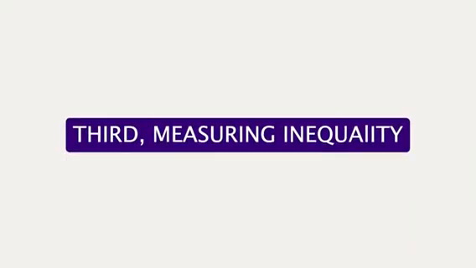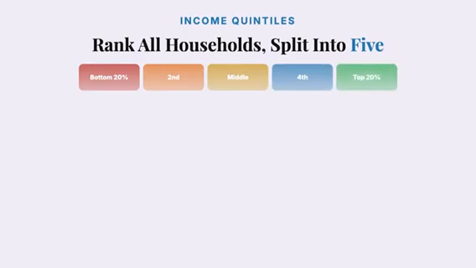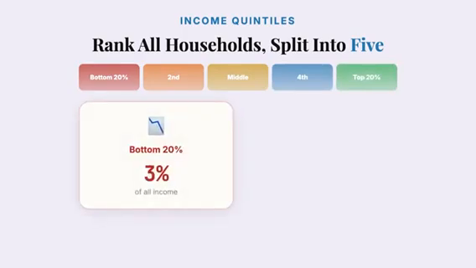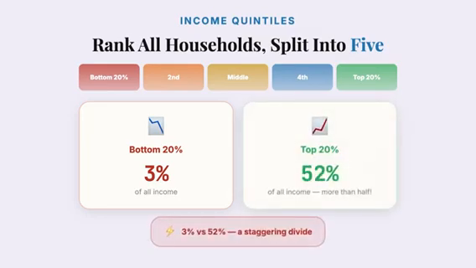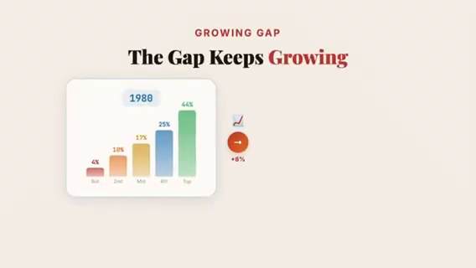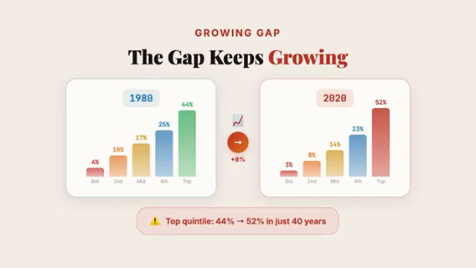Third, measuring inequality. Economists rank all households by income and split them into 5 equal groups called quintiles. In 2020, the bottom fifth of American households received just 3% of all income. The top fifth received 52%, more than half, and that gap has been growing. In 1980, the top fifth received about 44%.